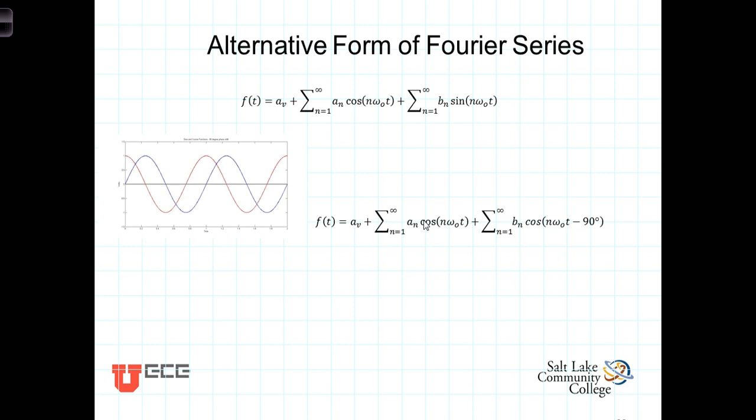Thus far, our work with the Fourier series has involved this double sum involving cosine terms and sine terms. There's an alternative trigonometric form to the Fourier series that's kind of interesting, and it's simple enough to derive that I think it's worth just a minute or two of our time to take a look at it.